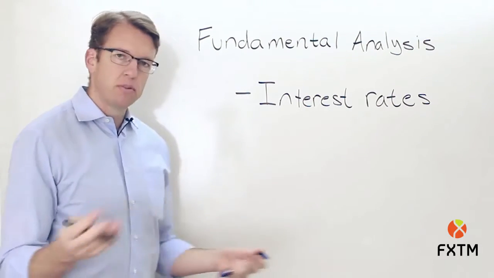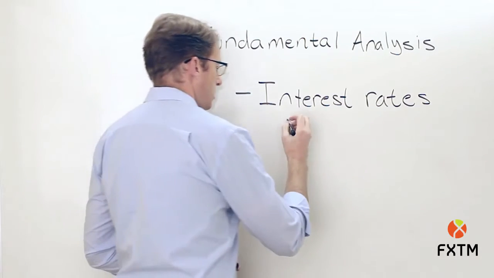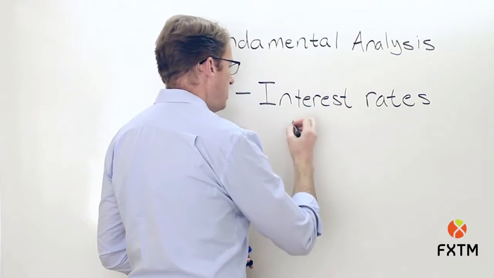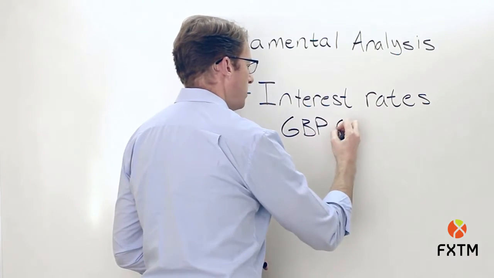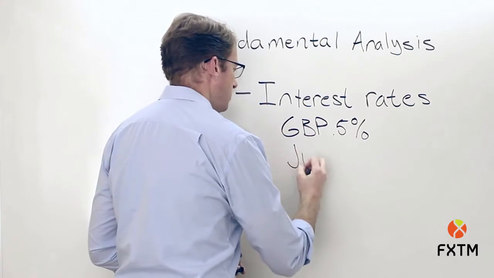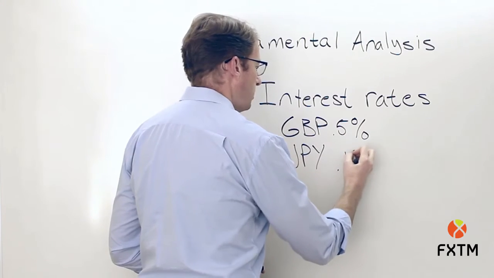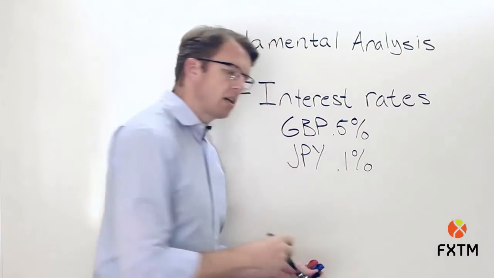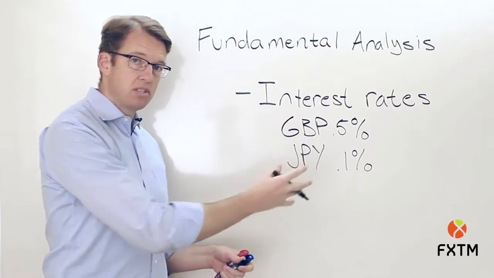So take, for example, from about 2012 through 2015, the target interest rate, or that key interest rate in the UK, was about 0.5%. Now, at the same time, the same interest rate, or that benchmark interest rate in Japan, was 0.1%.